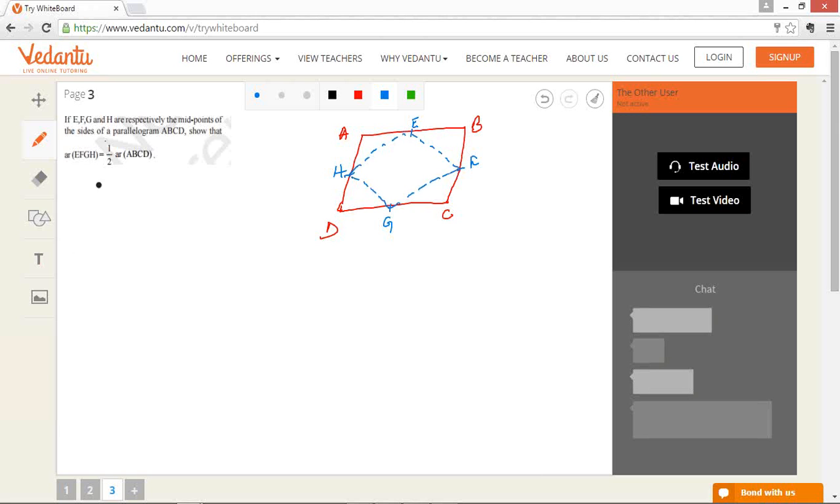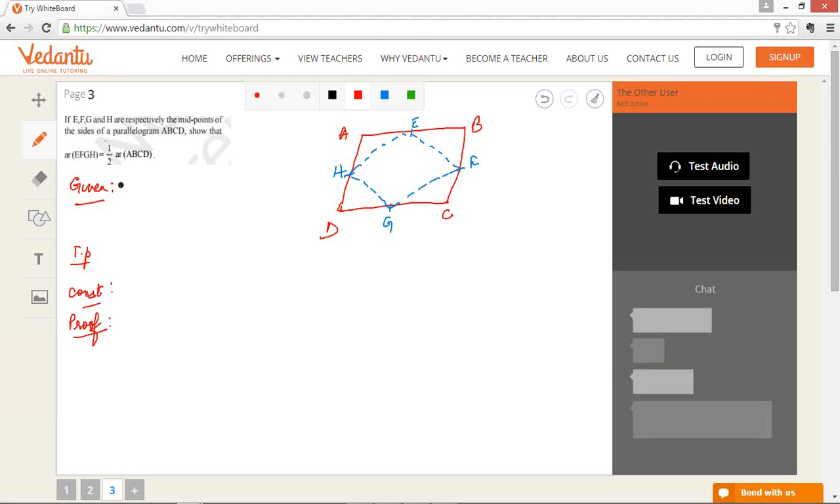Okay. We need to prove that EFGH is equal to half of the area of ABCD. So we will be needing one more construction. Before that, let me tell you, we need to write the given, we need to write what to prove, and we need to write the construction, and then we'll proceed with our proof.